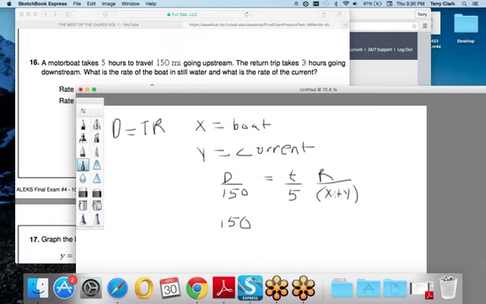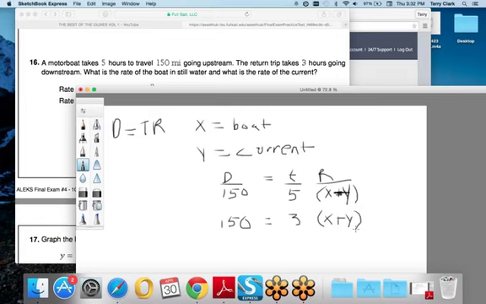Oh no, upstream means it's fighting against the current. So that one's going to be a minus y. So that's not going to be a plus y, because upstream means it's fighting the current. And then the other one's going to be 3 hours. And if it's going downstream, then the current is actually increasing the speed. So that'll be plus y. Okay.